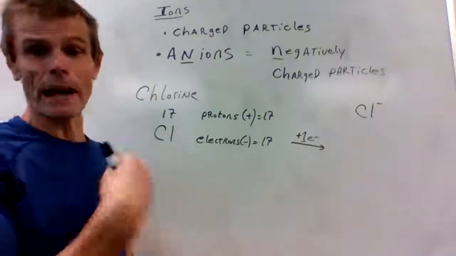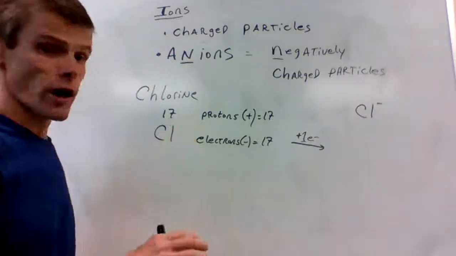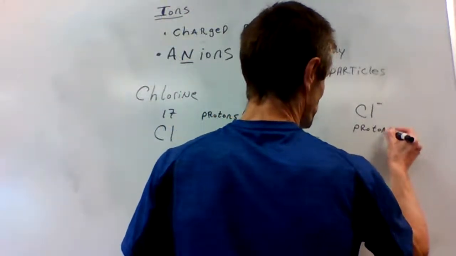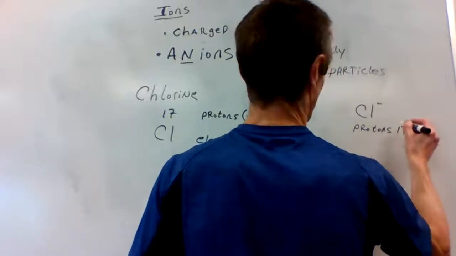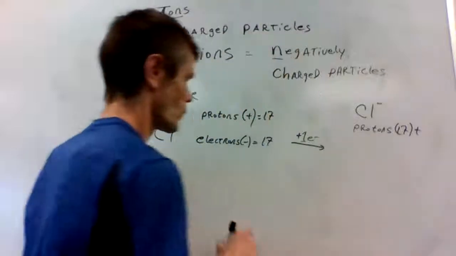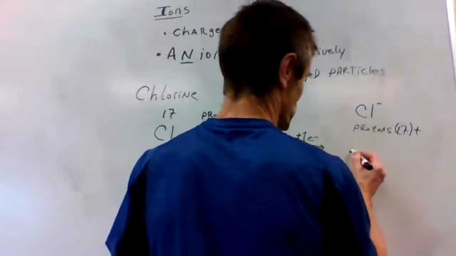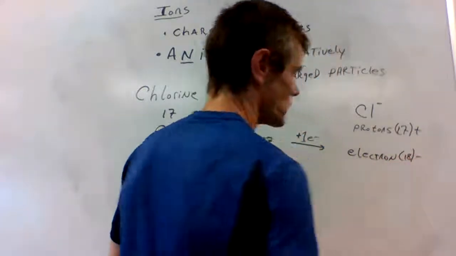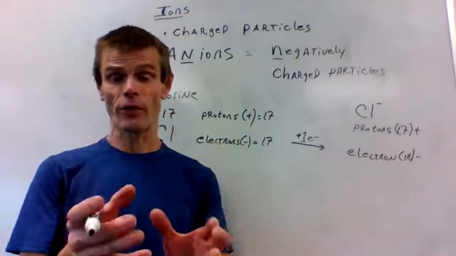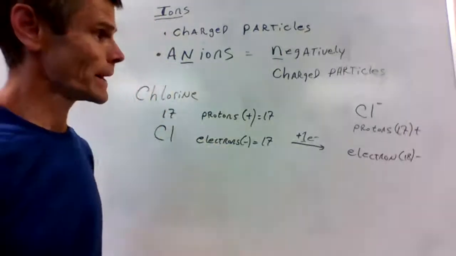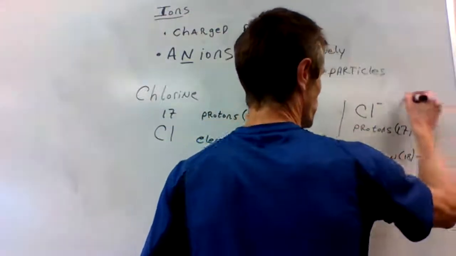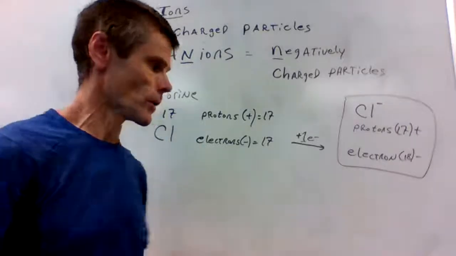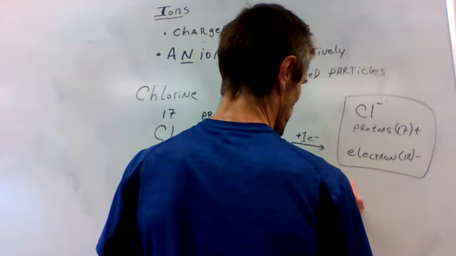And let's think about what's happening in the nucleus now. The number of protons does not change. Still got 17 of them. We've added one additional electron. We now have 18 negatively charged particles that surround the chlorine's nucleus. We end up with a negatively charged anion, and we'll call this the chloride anion. We'll learn more about terminology. This is called the chloride anion.